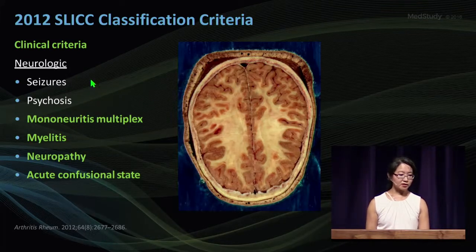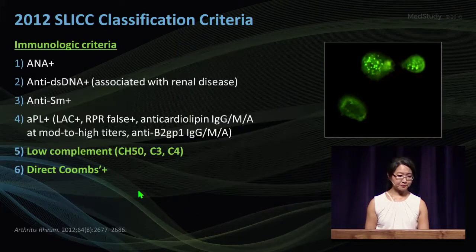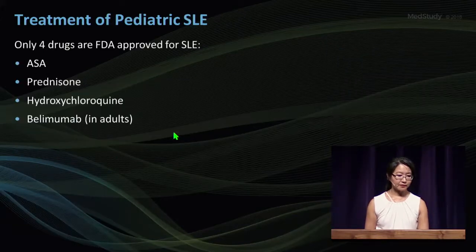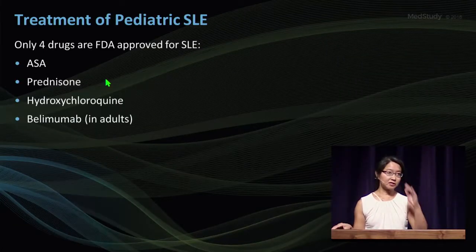With regards to neurological symptoms, these patients can present with mononeuritis multiplex, just like the vasculitis I'd mentioned in PAN. They can also have a transverse myelitis. These patients can have a paralysis, as well as acute confusional states. For immunologic criteria, I'd mentioned the low complements, but direct Coombs test is also being recognized as part of the new criteria. Now, what about treatment for these children?